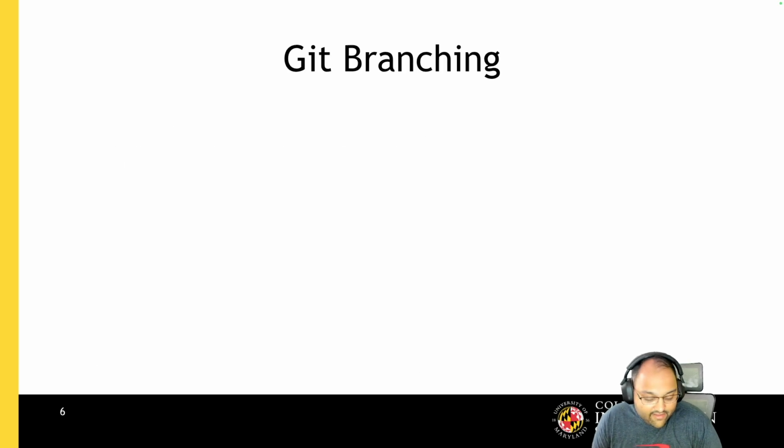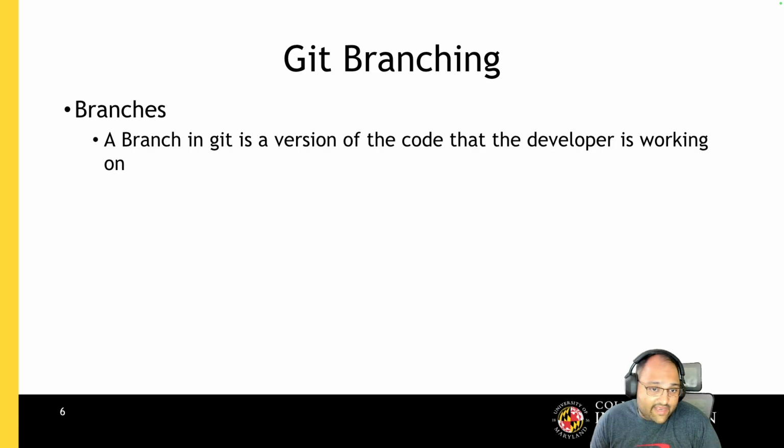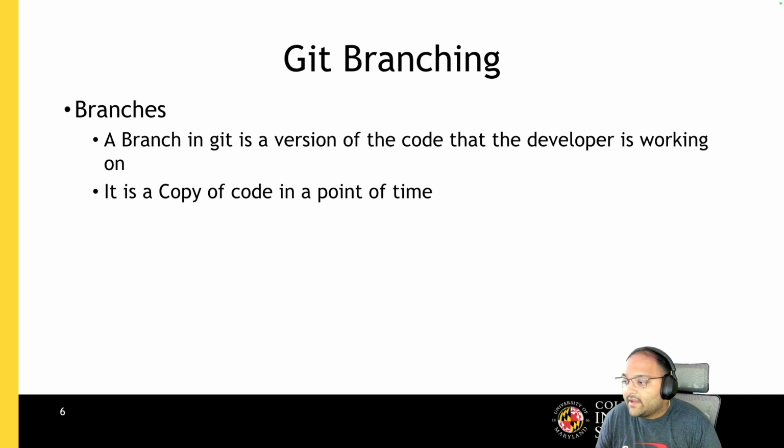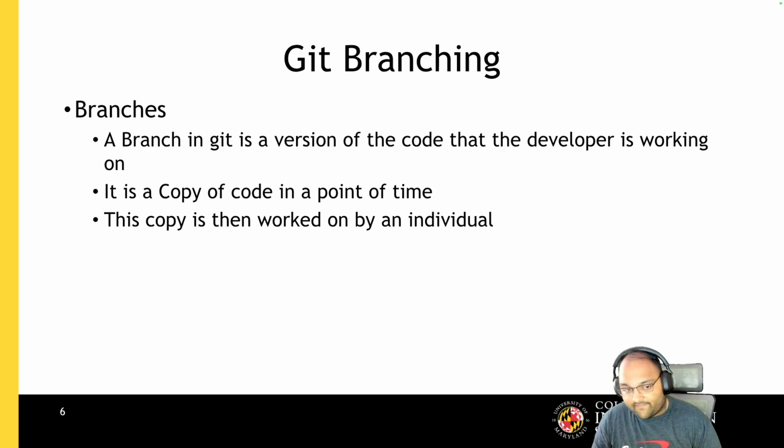All right, so now let's talk a little bit about git branching. I briefly went over that, but let's talk about it. First of all, what are branches? Well, a branch is a version of the code that the developer is working on, right? It is basically a copy of the code at a point in time. So let's say the code was updated yesterday and I make a branch off of it. It is a copy of that code from yesterday. And there could be other changes that happen to the main code, but that doesn't affect my copy, right?